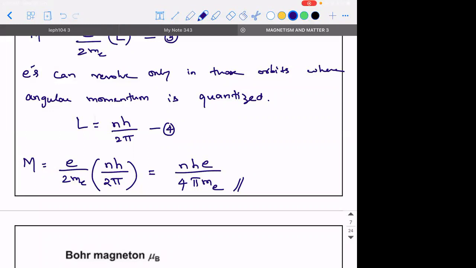Listen. Now, if I put n is equal to 1, then M will be equal to h into E divided by 4 pi into mass of electron. See, h is Planck's constant. I hope everybody knows the value of it. It is 6.626 into 10 power minus 34 joule second. You have all those values in the textbook, don't worry. E is the charge of electron. It is 1.6 into 10 power minus 19 coulomb. 4 pi is a constant. Mass of electron is 9.1 into 10 power minus 31 kilogram.